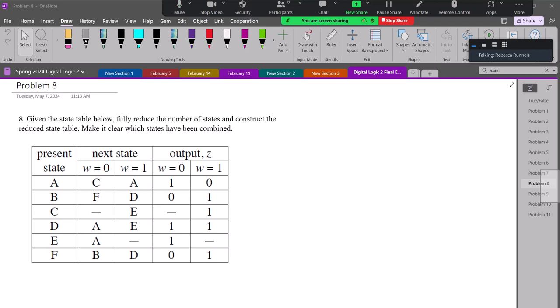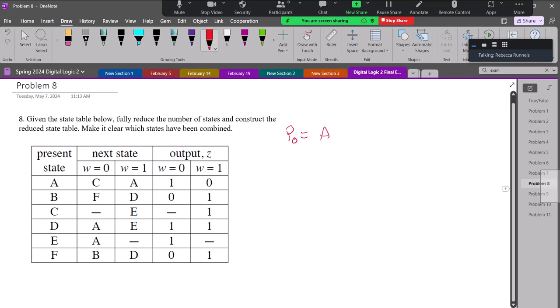So the first way that we break these up, well, our first partition will be all of them. And then our next partition is to break them up based on outputs. So our possible outputs that we have so far are 1, 0, 0, 1, and then we have an incompletely specified, so I'll leave that out, a 1, 1, and a 0, 1. So I know that B and F have to be together.